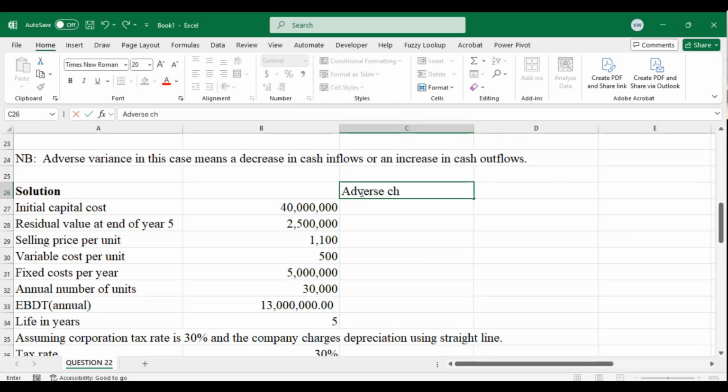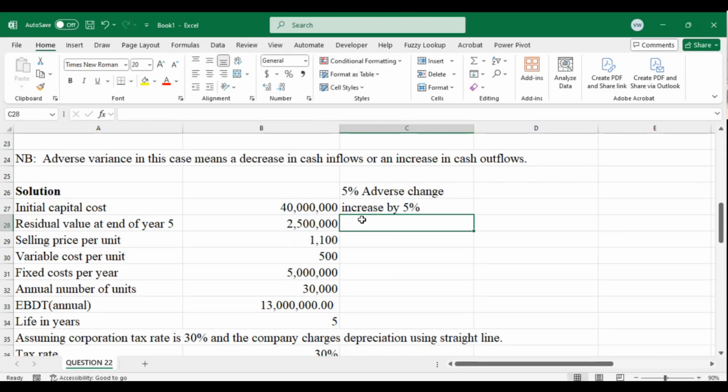Let me introduce a column here for 5% adverse change. 5% adverse change means what? For the first item, which is the initial cost, if there's a 5% adverse change in the initial cost, we expect the initial cost to increase by 5%. If it increases by 5%, it will be 105% because that is cost.